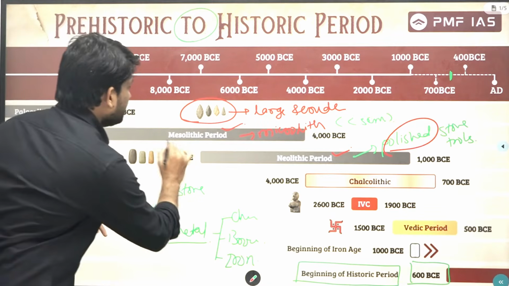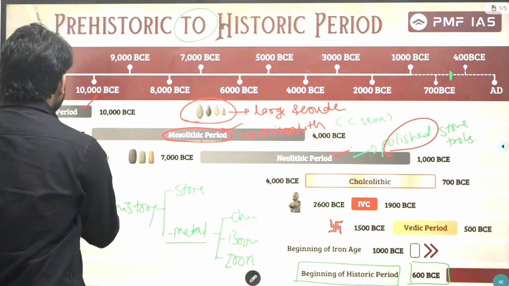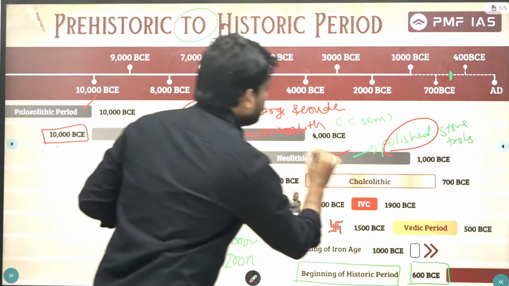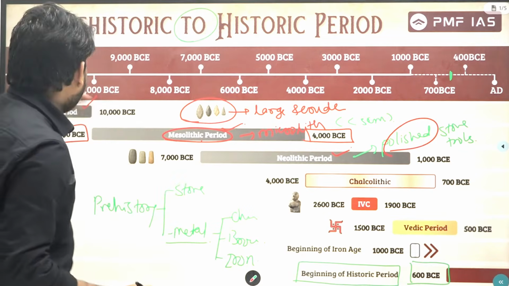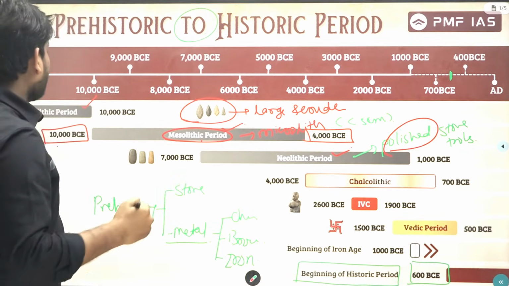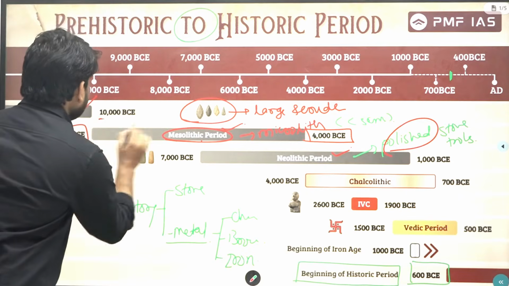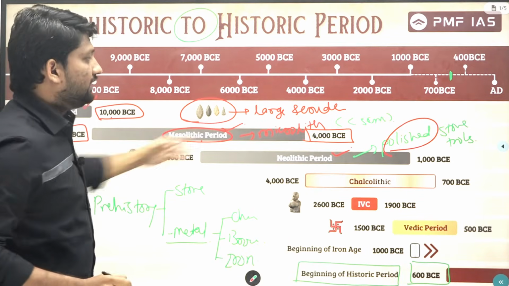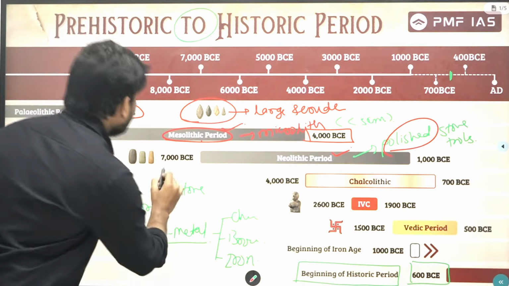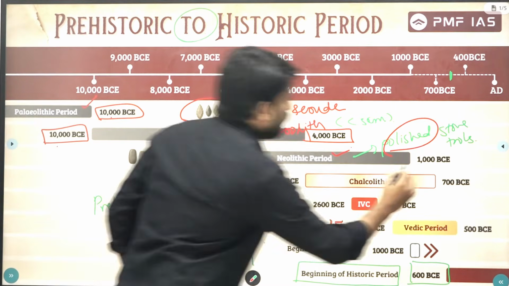Suppose the Mesolithic period spans from 10,000 BC to 4,000 BC. The Paleolithic in India starts from 6 lakh years ago to 10,000 BC. Mesolithic is from 10,000 to 4,000. Neolithic is from 7,000 to 1,000.